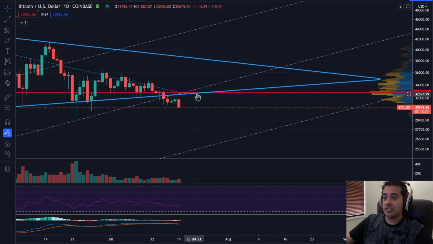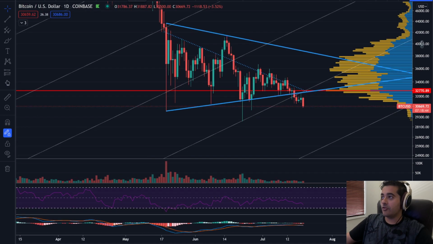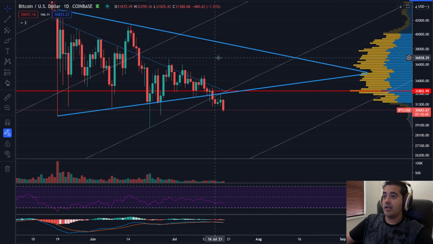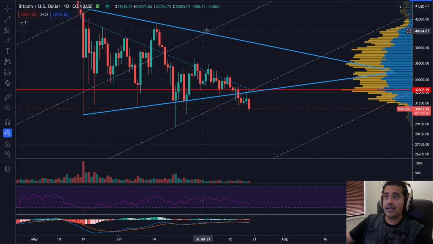I'm also going to be watching the bottom of this consolidation triangle, because this is likely going to turn into new resistance. So keep an eye on these levels. You can see my chart in the description below. You have a link to my TradingView. I just saved the chart, so feel free to take a look at it.